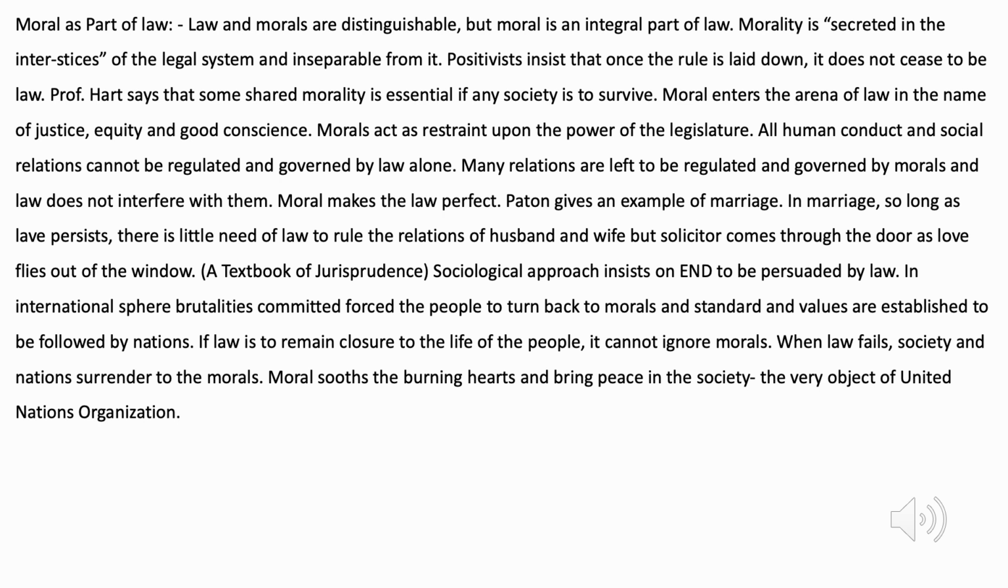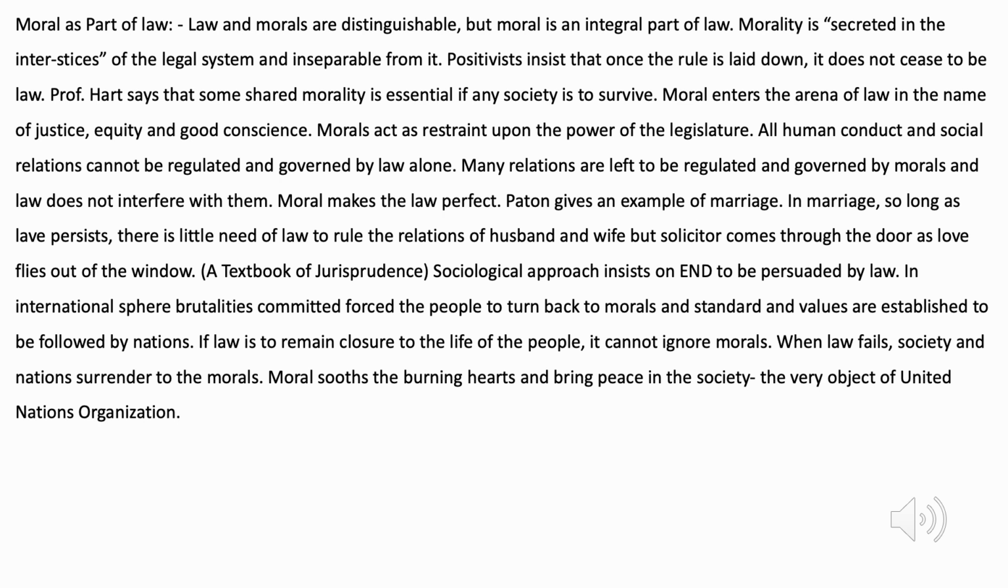Moral enters the arena of law in the name of justice, equity and good conscience. Morals act as a restraint upon the power of the legislature. All human conduct and social relations cannot be regulated and governed by law alone. Many relations are left to be regulated and governed by morals. If law is to remain closer to the life of the people, it cannot ignore morals.